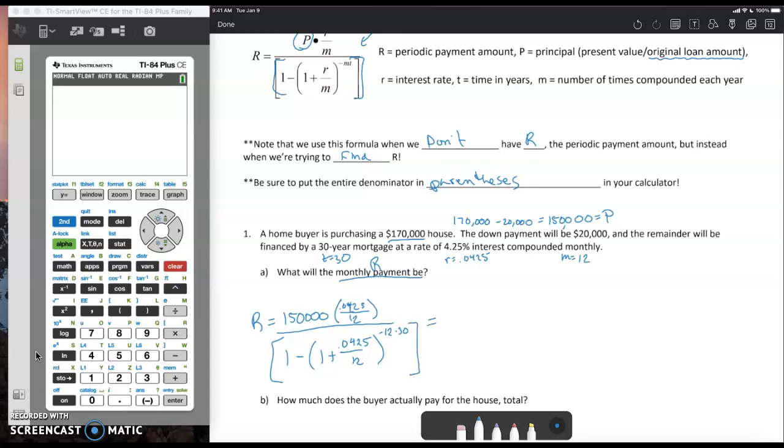Okay, so again, I want to see this whole setup here for partial credit, for full credit on the exam. And then at that point, you can do whatever steps you feel comfortable with in your calculator. So in this case, I'm going to do 150,000 times, and then set up a parenthesis and say 0.0425 divided by 12.